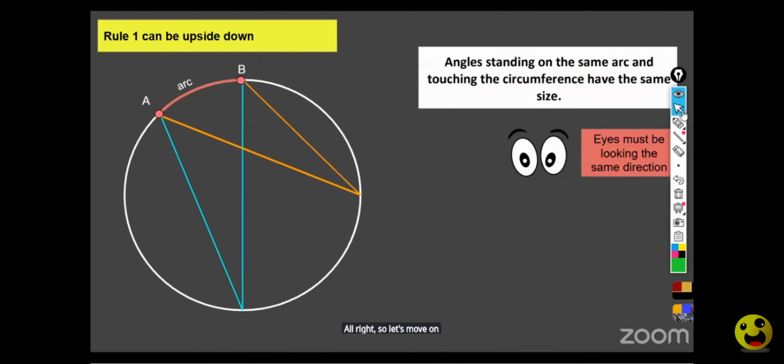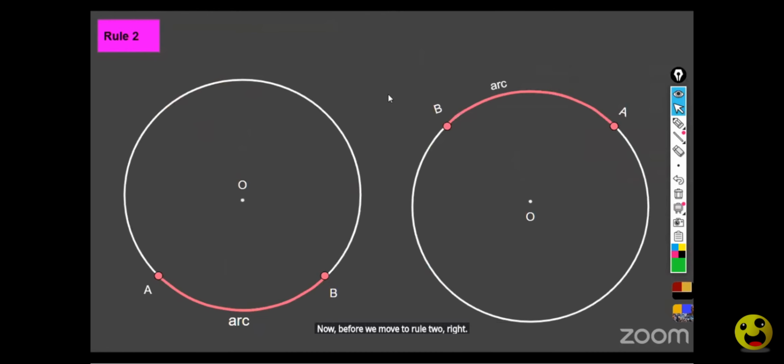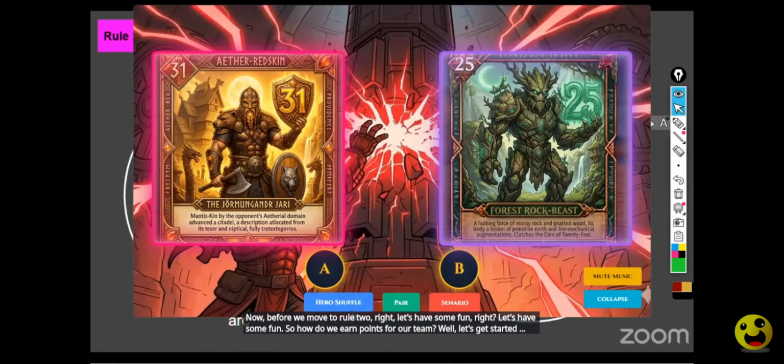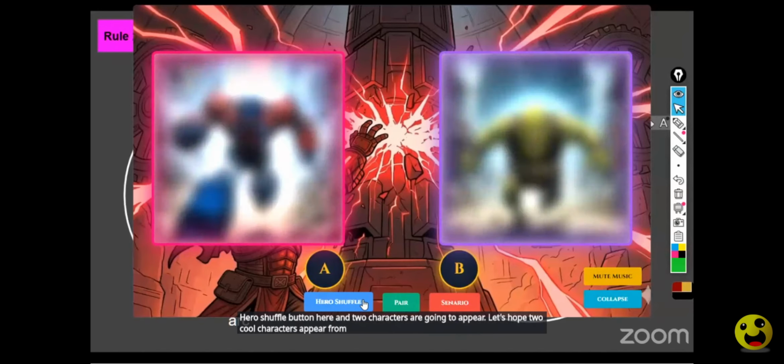Let me just see what the other slide is about. Now, before we move to rule 2, let's have some fun. So, how do we earn points for our team? Well, let's get started here. I'm going to click on this hero shuffle button here, and 2 characters are going to appear. Let's hope 2 cool characters appear from pop culture.